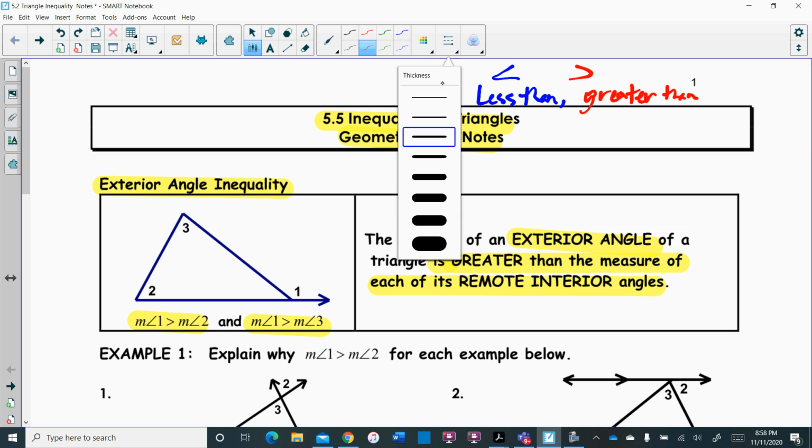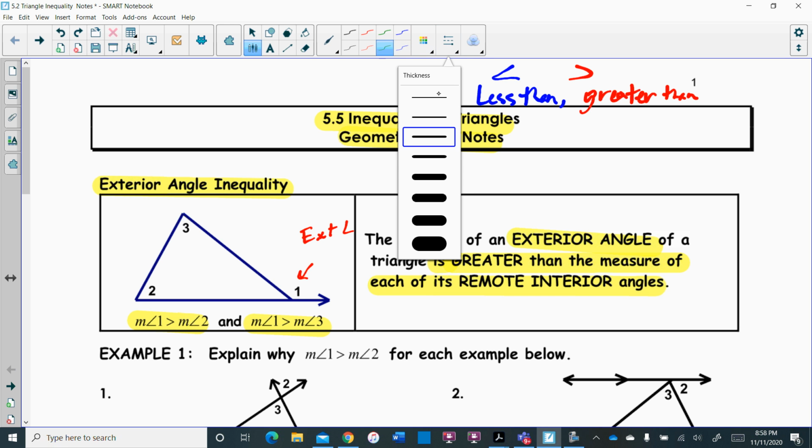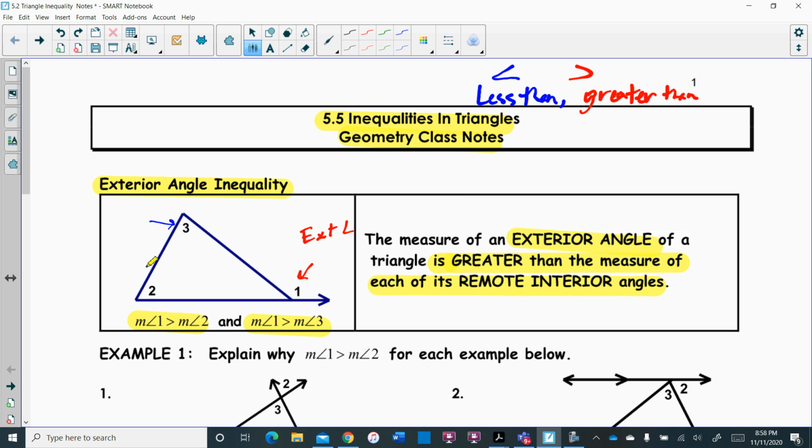Let me fix my font here. This angle 1 is your exterior angle. That's our exterior angle, I'm going to abbreviate that. And our exterior angle has a relationship with our remote interior angles, and that would be angle 3 and angle 2. We call these the remote interior. I'm going to abbreviate interior with INT, and there's my interior angle symbol. Now, the exterior angle theorem states, and I'm going to write it up here.